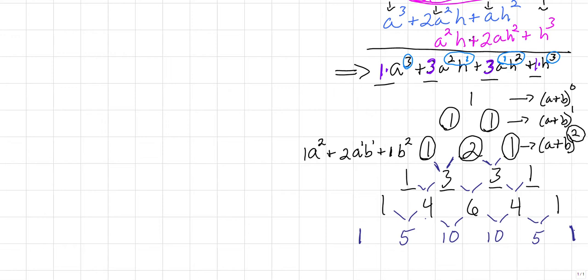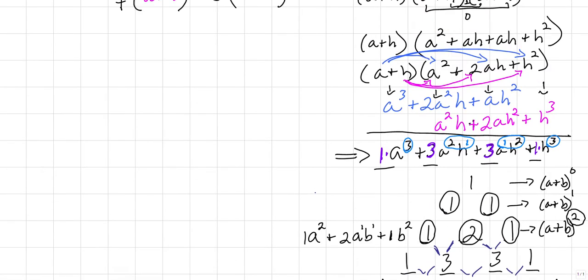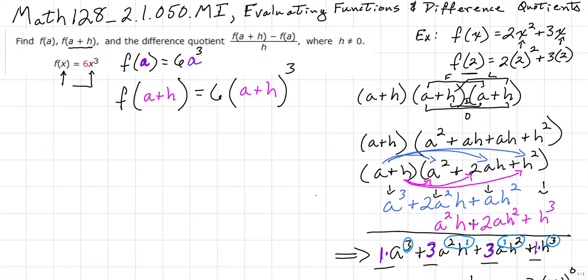The numbers that you're going to have will change a little bit depending on what your actual terms are. In this case, we're using a plus b, but if I happen to have something like 2x plus 3, I have to take into account the 2 and the 3 when I'm expanding this out. But that's beyond the scope of this problem. So anyways, back to what we have.